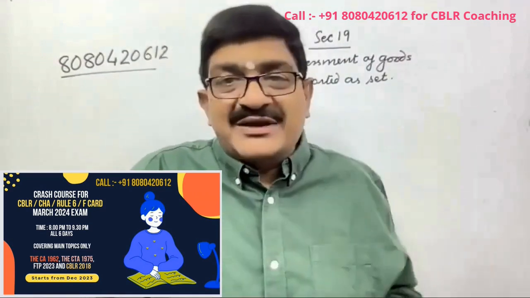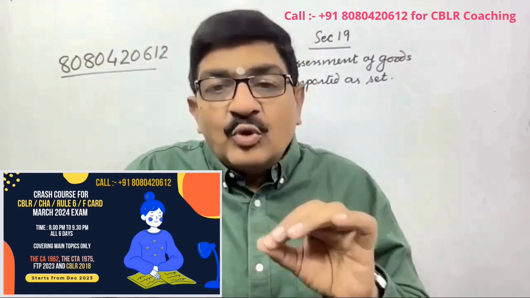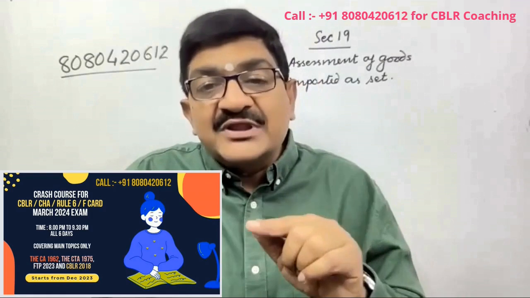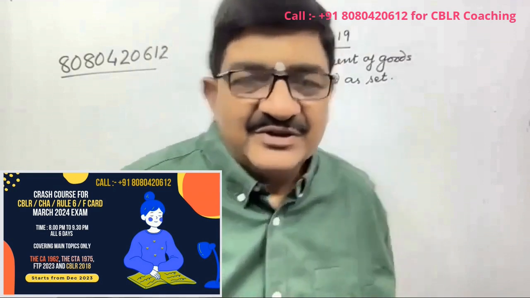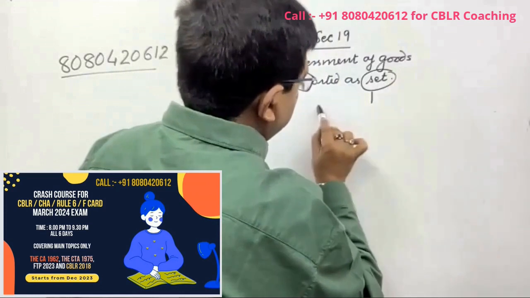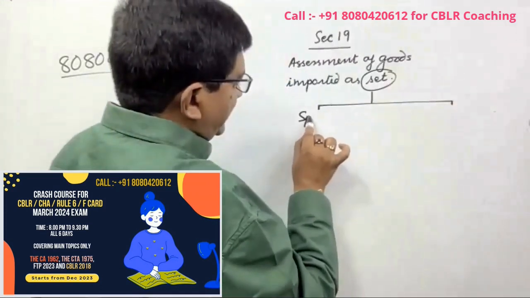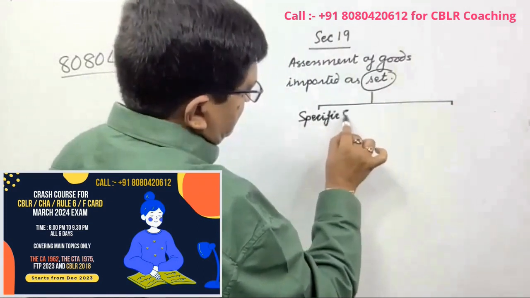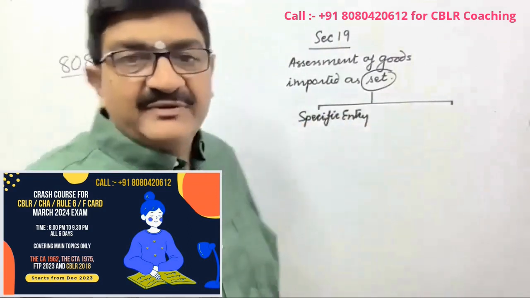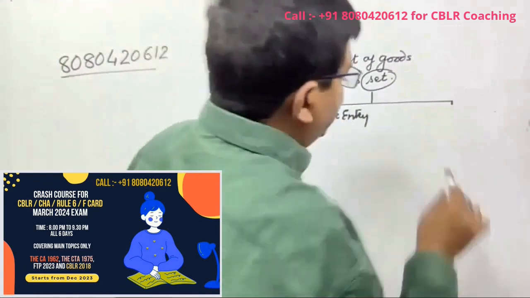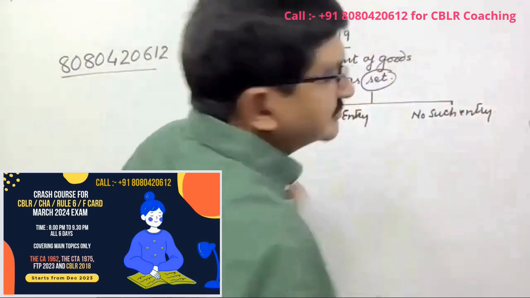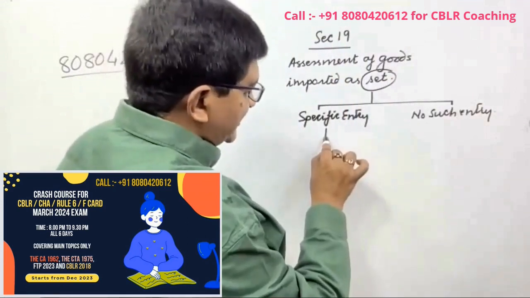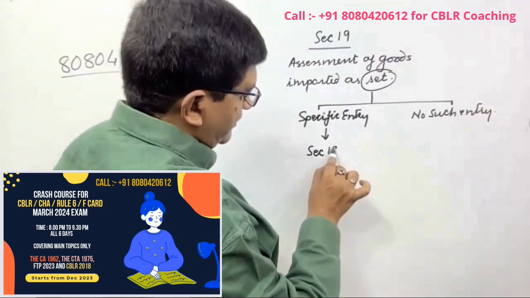But section 19 becomes applicable only when we don't find an entry for that set in the customs tariff. Now the pen is already there in the tariff, so this will not be considered as a set. So set means a specific entry in the tariff. Tariff means Customs Tariff Act, Schedule number one. And there is no such entry. When there is a specific entry for the set, then section 19 doesn't apply.